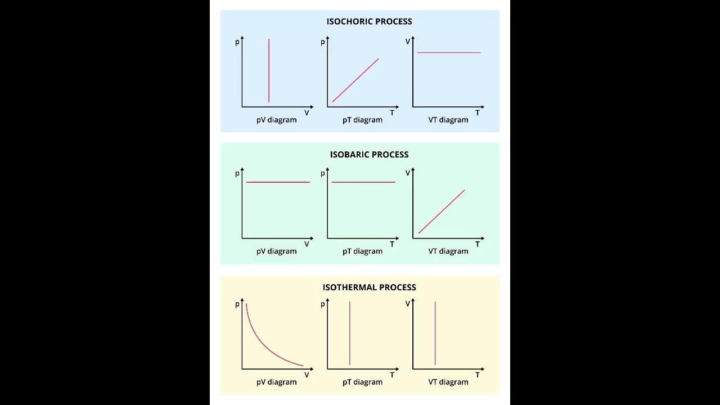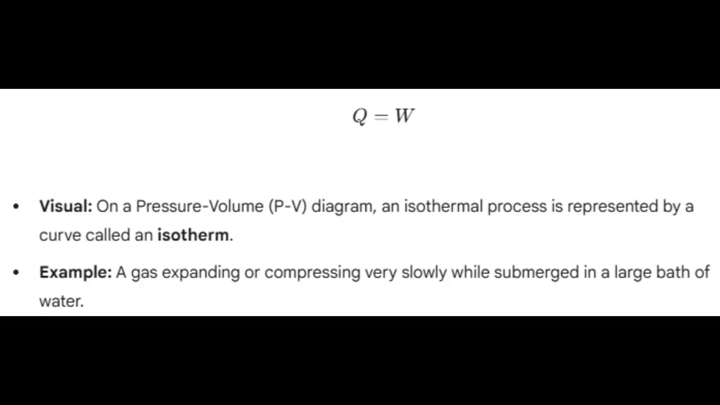Finally, let's quickly define some common processes we'll encounter. Isothermal, isobaric, isochoric, adiabatic. Isothermal process occurs at constant temperature. Think of a material being slowly heated in a large, well-regulated furnace.